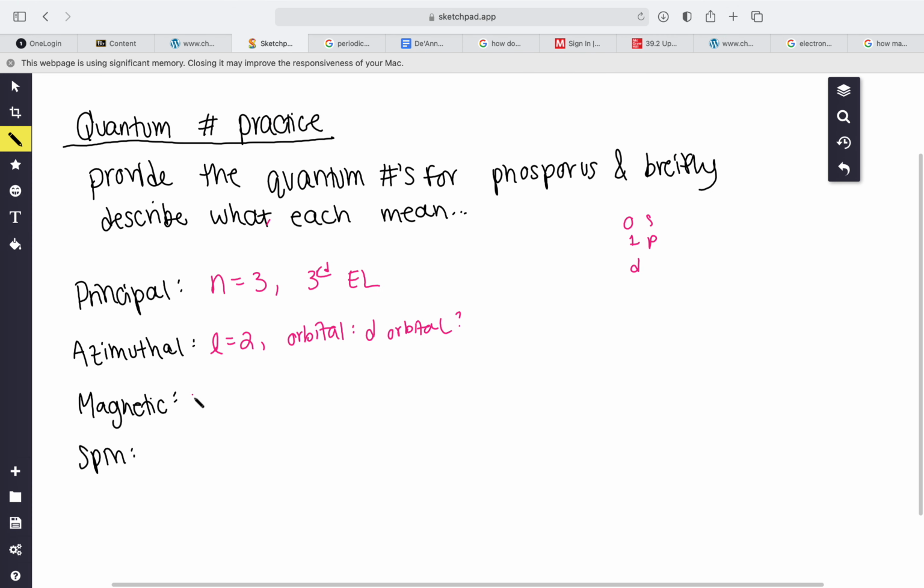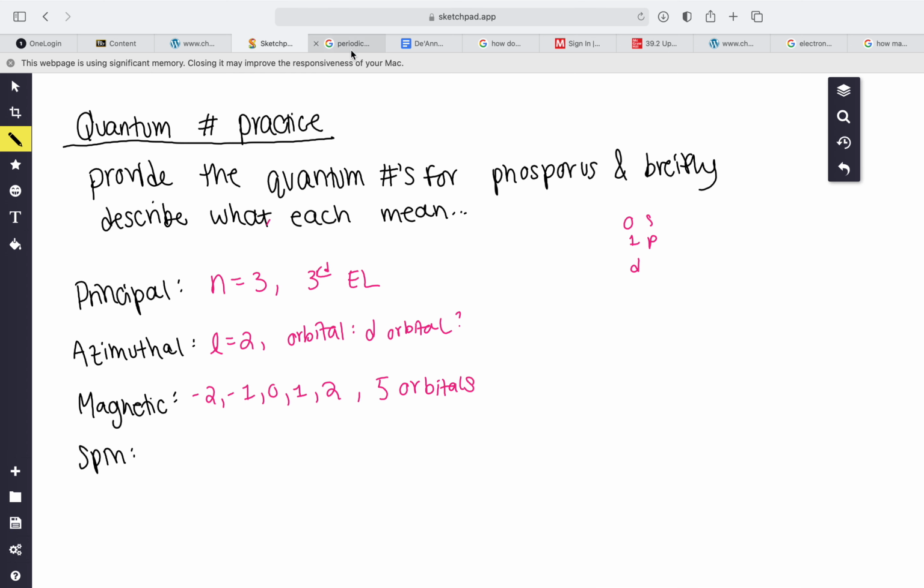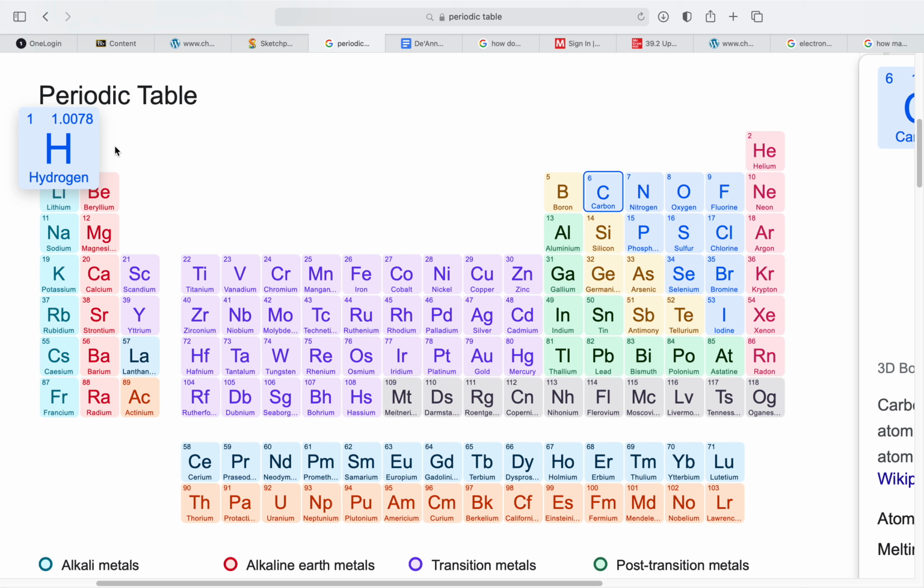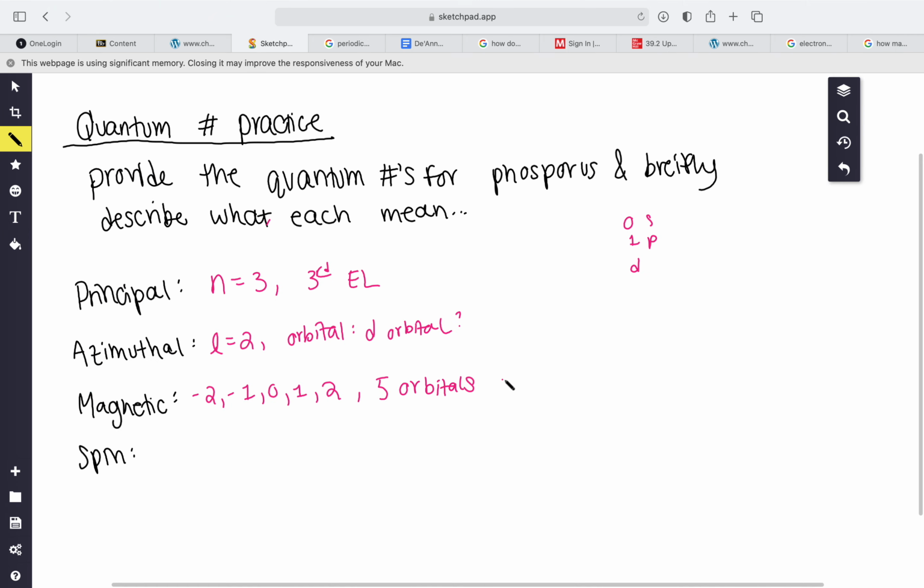Okay, moving on to magnetic. Since L is 2, it's going to be -2, -1, 0, 1, 2. Apologies for the dog barking in the background, by the way. So this means that it has 1, 2, 3, 4, 5, so it has 5 orbitals. And we'll check our answer by looking at the periodic table. So we have 1 orbital, 2 orbital, 3, 4, and 5 to get to phosphorus.